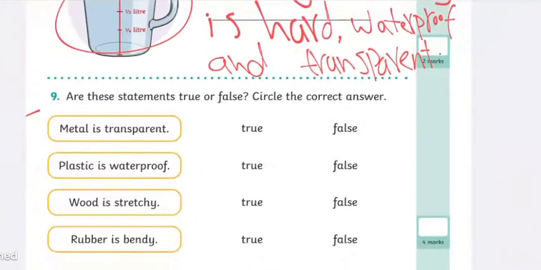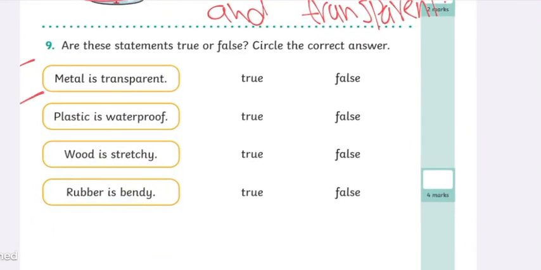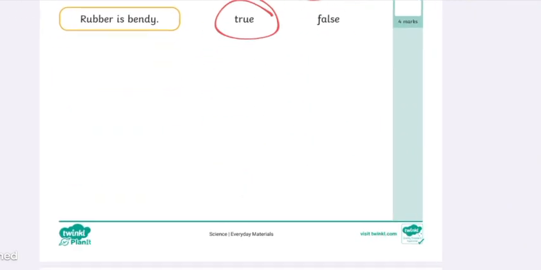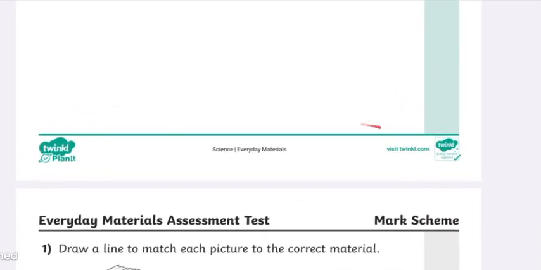Number 9. Are these statements true or false? Circle the correct answer. Metal is transparent, yes or no? False, because metal is opaque. Plastic is waterproof. Yes. Wood is stretchy. No. Rubber is bendy. Yes. So this is the end of this exam.